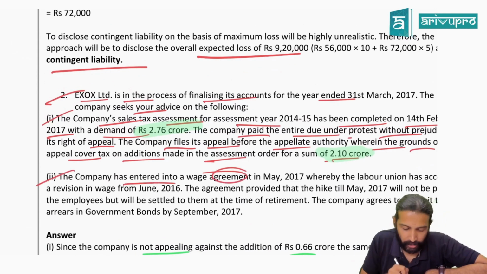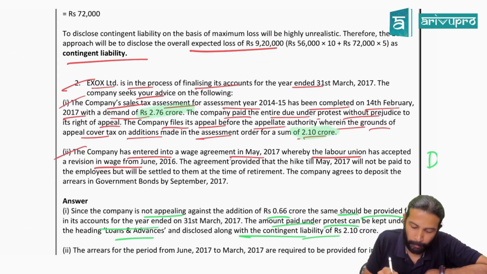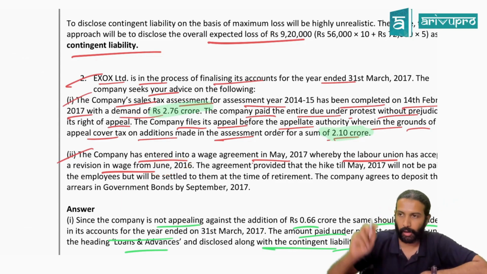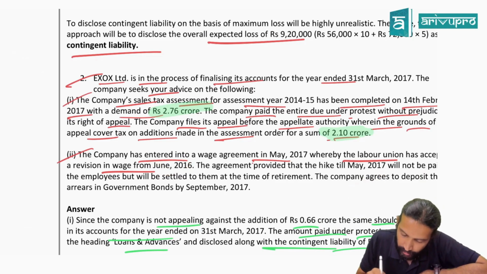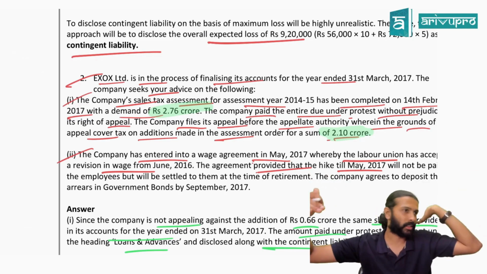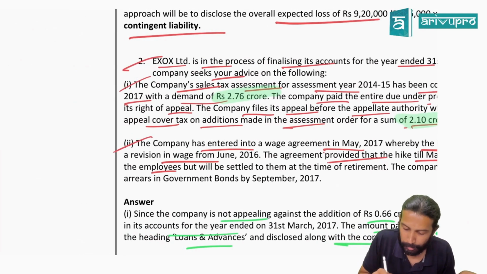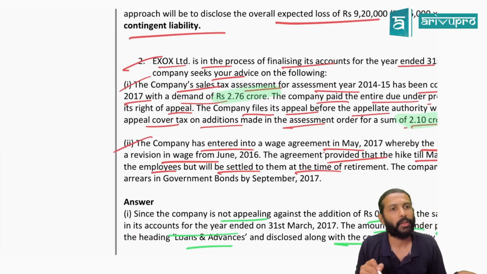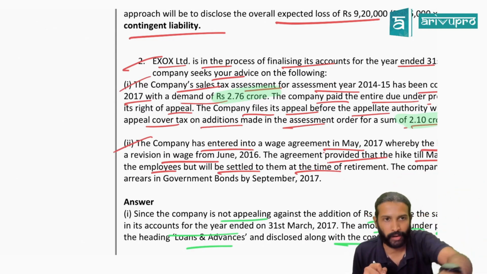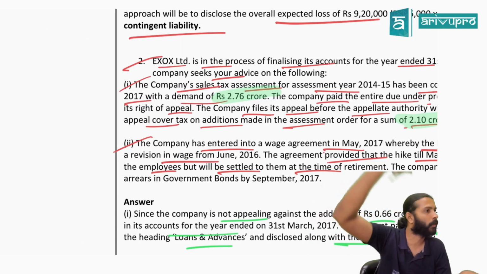The company has entered into a wage agreement in May 2017, whereby the labor union has accepted a wage revision from June 2016. From June 2016, you are paying them revised wages. The agreement provided the hike till May 2017. From June to May, you are giving the hike. But this hike will not be paid to the employees now, it will be settled at the time of retirement. You are telling the labor union, I will give you a hike in salary, but not in cash now. When you retire, I will pay you the money.